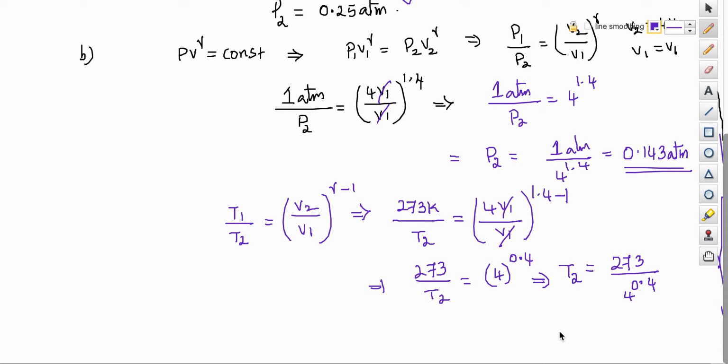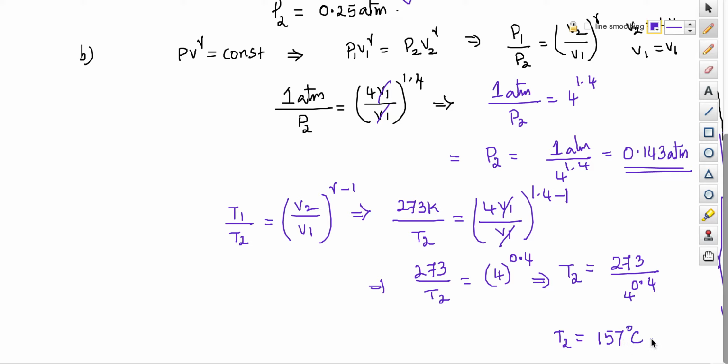If we use the calculator, let's see how much we get. 273 divided by 4 power 0.4 is 157 roughly.